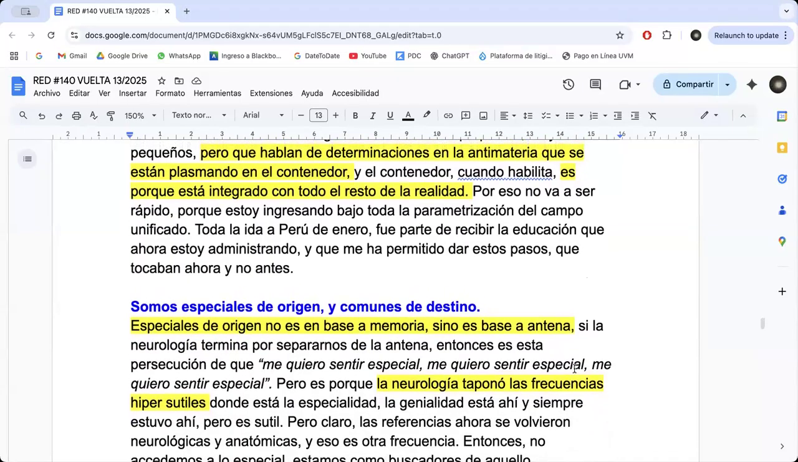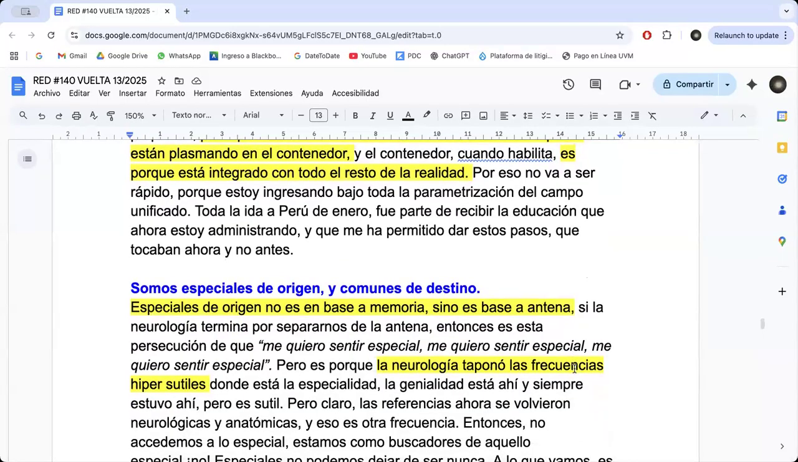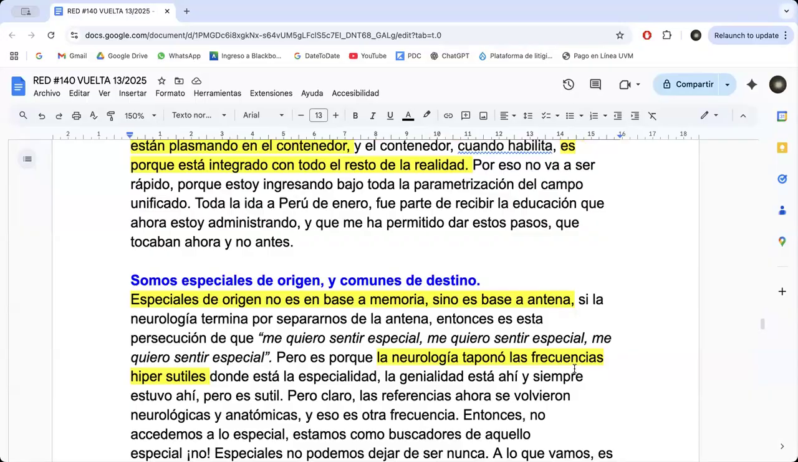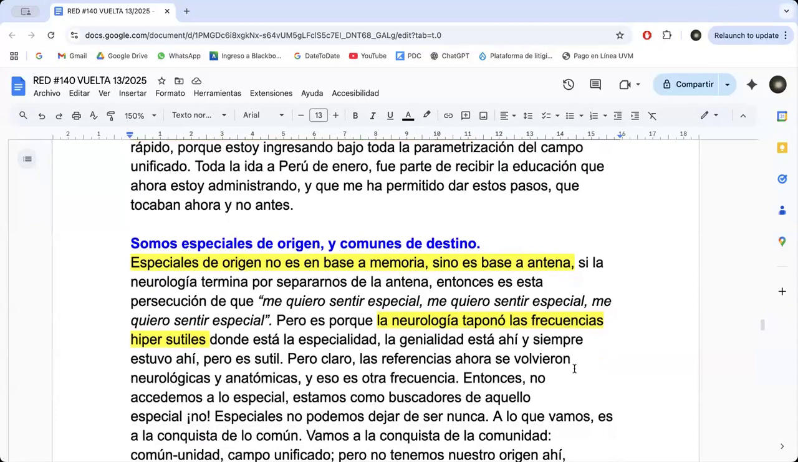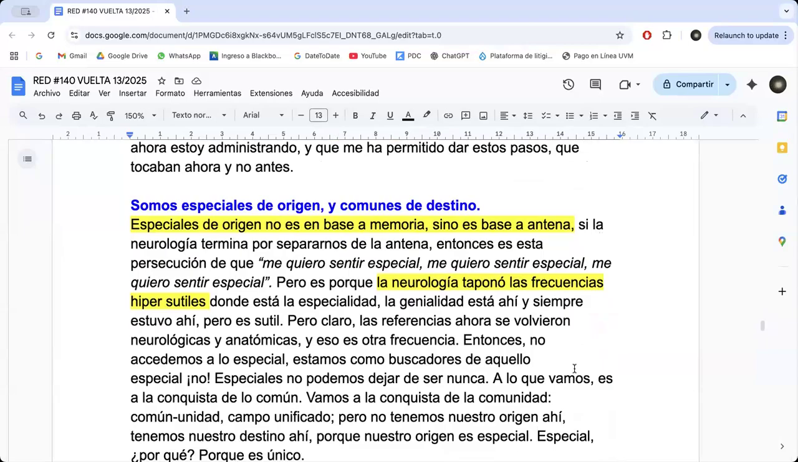But these achievements are talking about determinations in the antimatter that are being put or manifested in the container. And when the container habilitates these things or makes them active, it is because they are integrated with the rest of reality. That is why it's not going to be fast, because she is entering under the parametrization of the whole unified field. So, she was in Peru in January for a lot of days, and that had to do with her receiving an education that she is now managing, and that is allowing her to take these steps, and to take these steps now and not before.